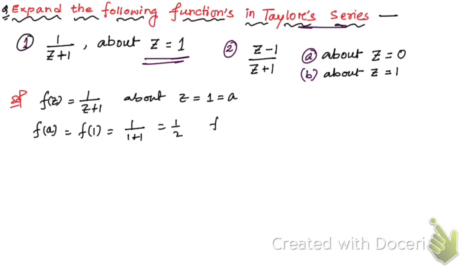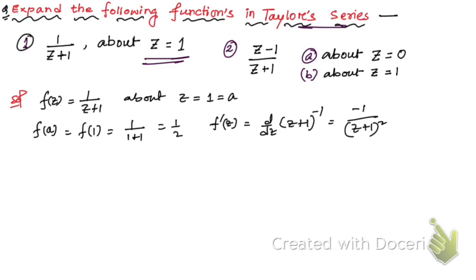So now let us find the first order derivative of f of z. If you differentiate it, it can be written as d by dz of z plus 1 whole to the power minus 1. This is nothing but 1 by z plus 1, right? So hope you have understood this. If you differentiate it, then it's going to be minus 1 into z plus 1 whole to the power minus 2. That means you can write it this way, minus 1 by z plus 1 whole square, right?